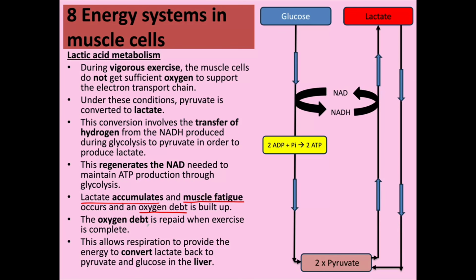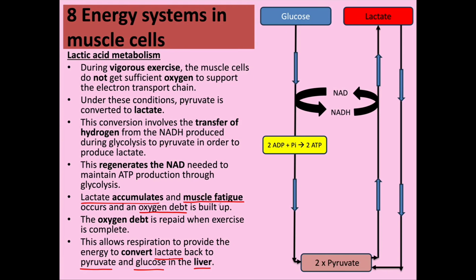And what that will allow you to do, all of that oxygen, is to allow respiration, aerobic respiration, to provide all that energy, all the additional ATP, to convert the lactate back into pyruvate and into glucose within the liver. Okay, so that's why we need to repay that oxygen debt at the end of the race, to allow respiration to provide the energy to convert lactate back to pyruvate and glucose in the liver.